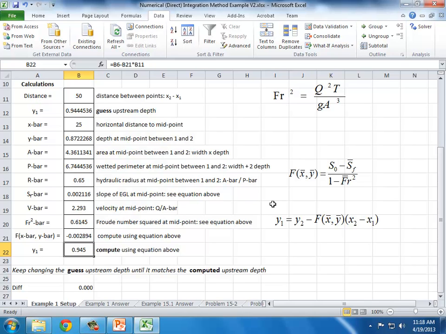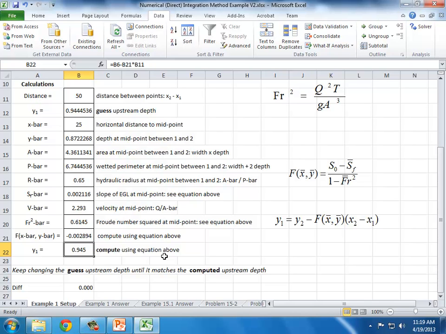And assuming that it does vary linearly, then based on conditions at the midpoint, I'm going to interpolate, or extrapolate, what that depth upstream will be. The depth will be 0.945. All right. So any questions about that process that we've just jumped through?